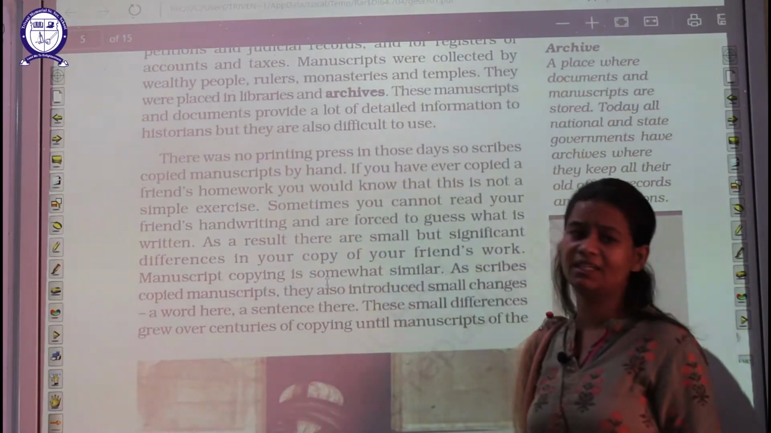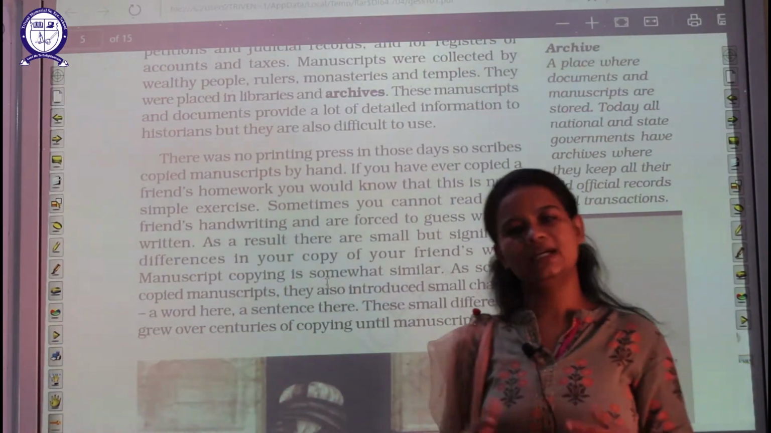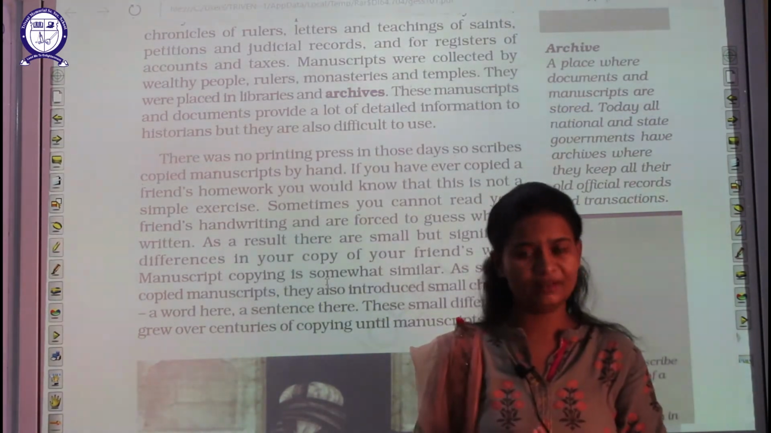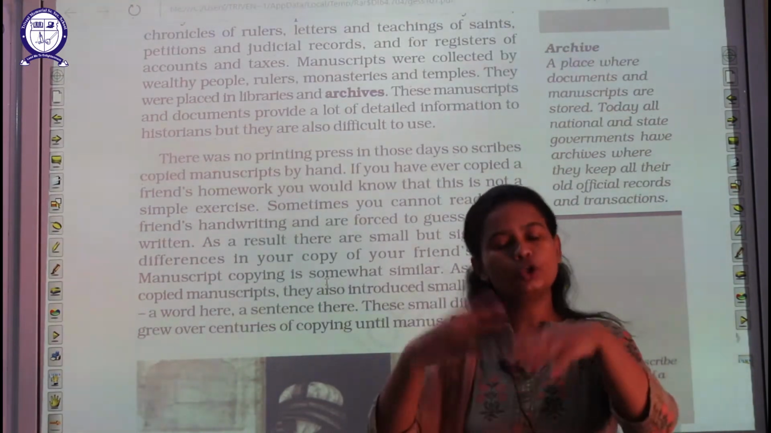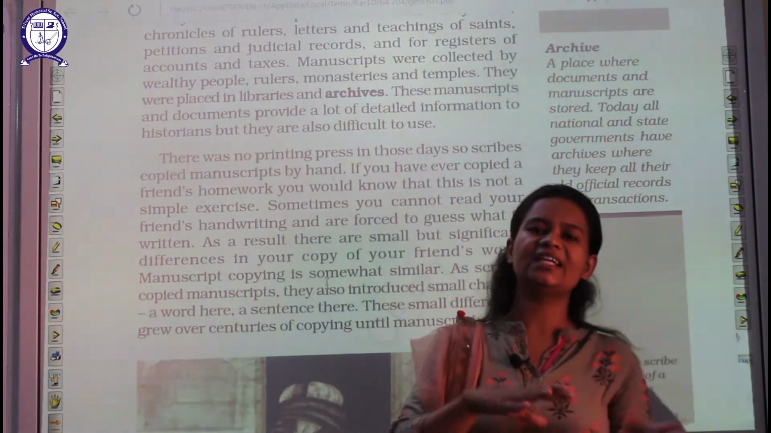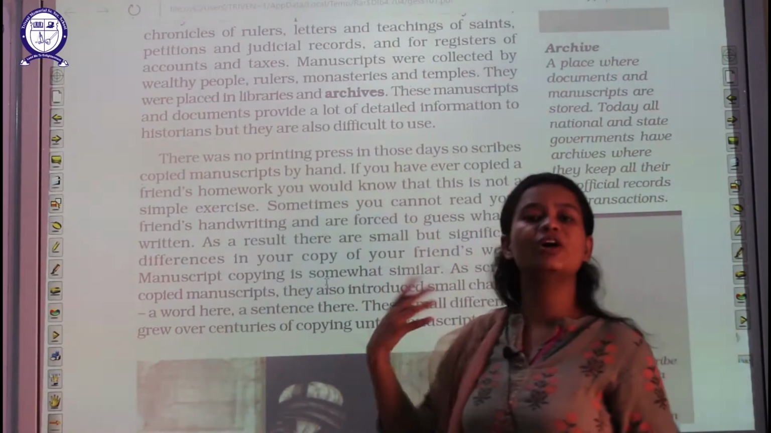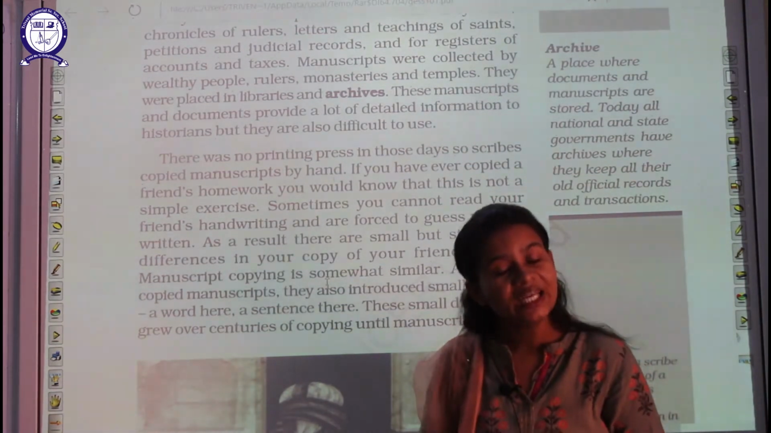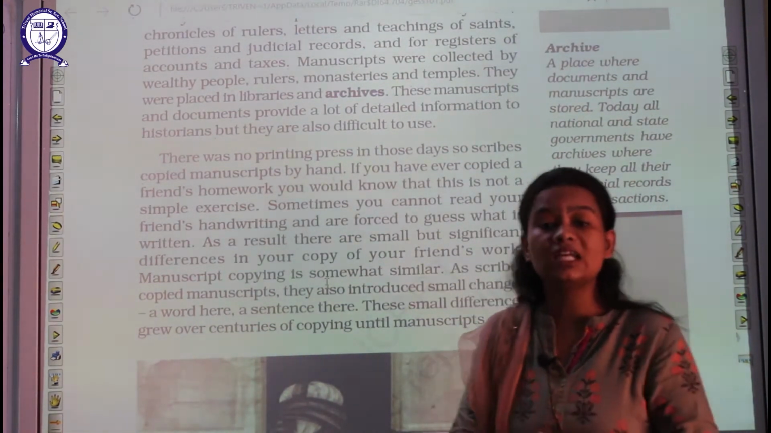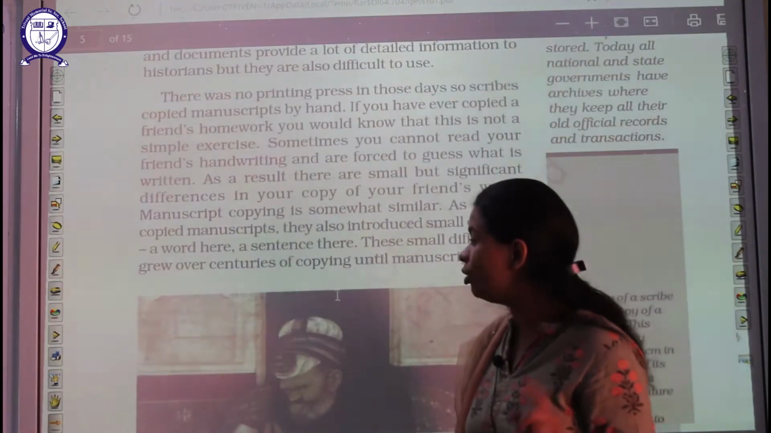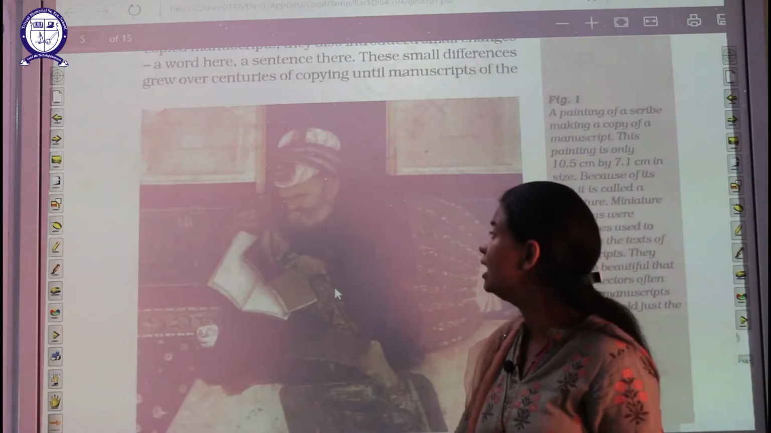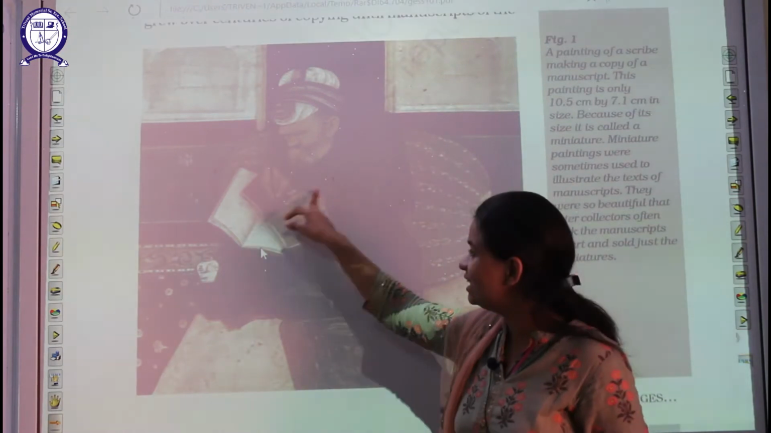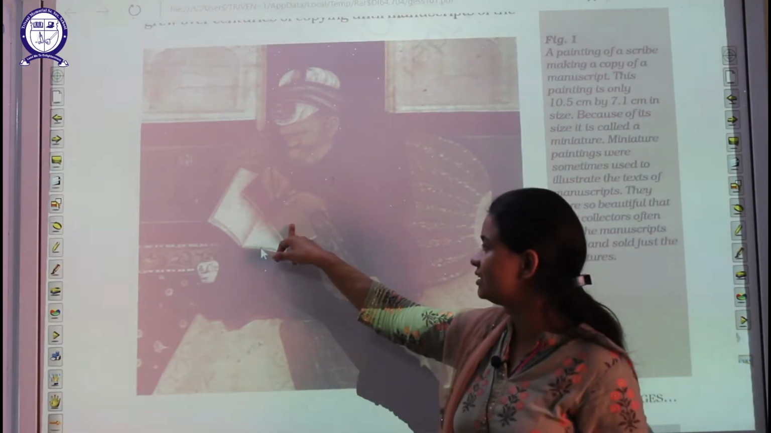Thereafter, students, right now printing presses are available, so it is very easy for us: if we want to get something copied, we can go to the photocopy shop and get it photocopied. But in earlier times, photocopy shops or printing presses were not available. People used to write the facts manually in the form of manuscripts. You can see here, this is the original manuscript, and this person is copying it on this scribe from this text.